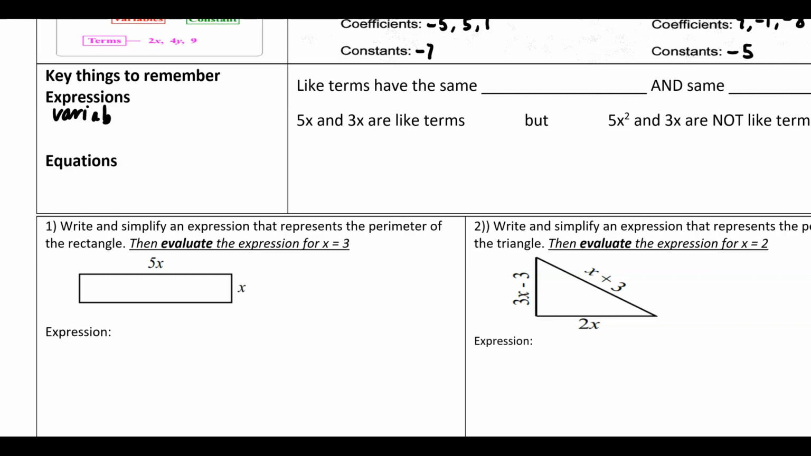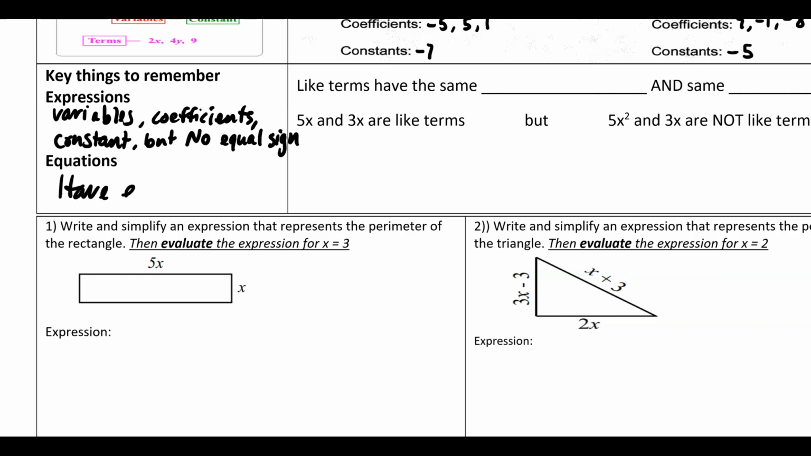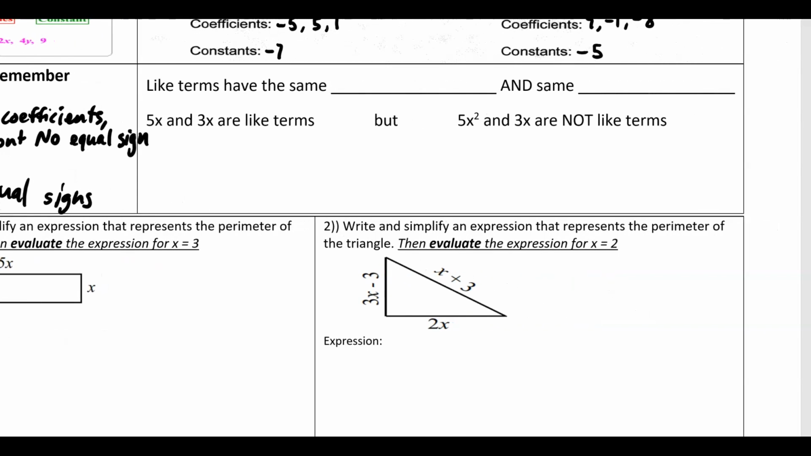Expressions have variables, coefficients, constants, but no equal sign. And equations have an equal sign, so they can look exactly the same, but equations have equal signs. Like 5 plus 2 equals 7 is an equation, but me just saying 5 plus x without the equal sign, that's an expression.